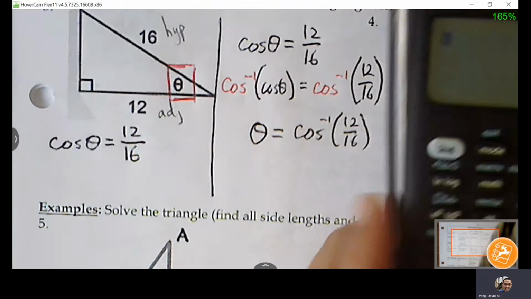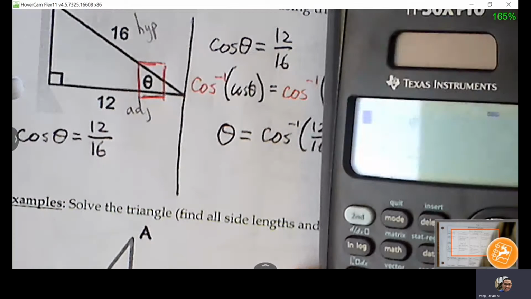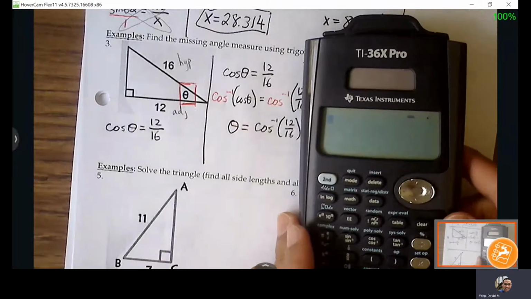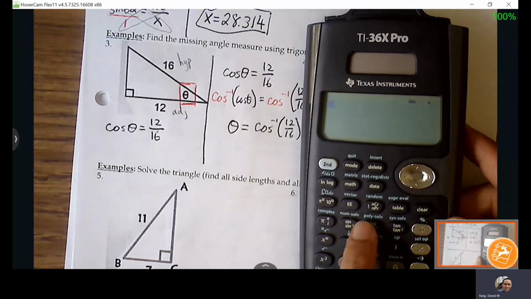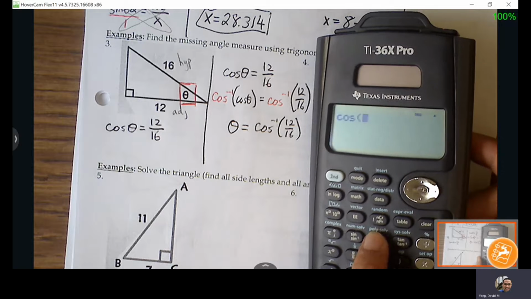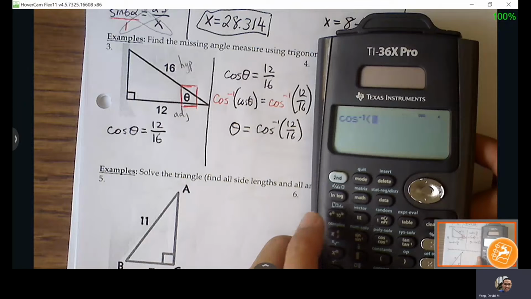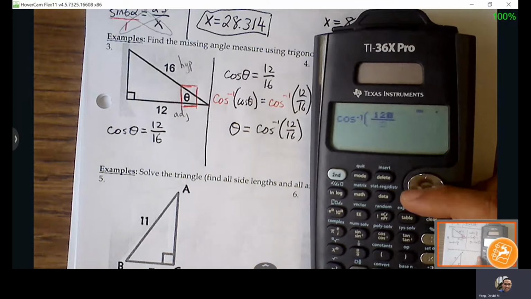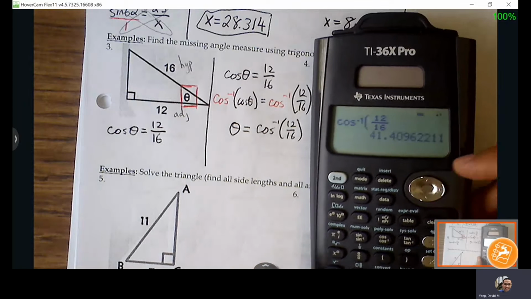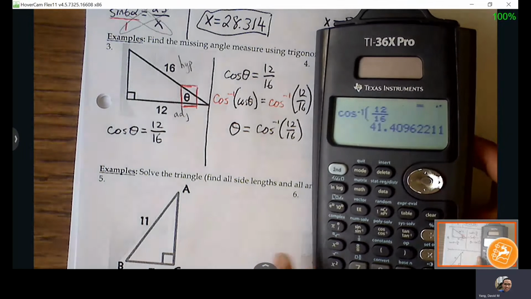So in your calculator, let me show on the 36 Pro first. You're going to hit cosine, but you're going to hit that twice because if you hit it twice, it's going to take you to inverse cosine. And then just type in 12 over 16. Okay, 41.409.